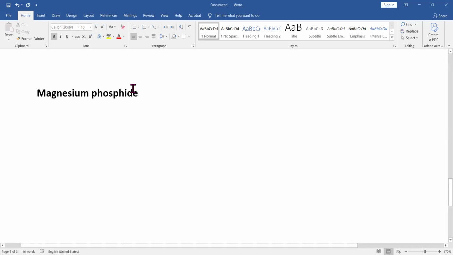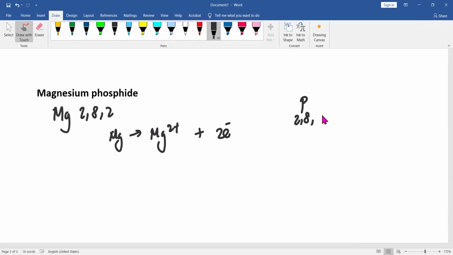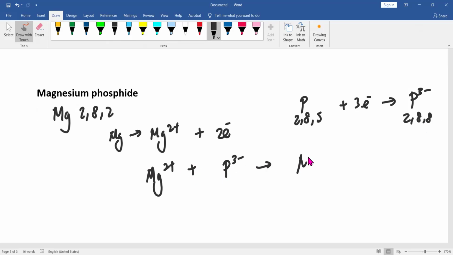All right. So magnesium, what's the electron arrangement? 2, 8, 2 becomes 2, 8. That is so many times already. Phosphorus is what? 2, 8, 5. So Mg3P2. Right? How to balance? 2, 3, 2.